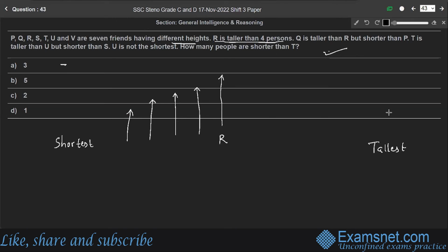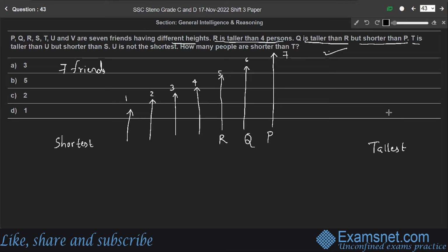It is given that there are 7 friends. So R is taller than 4 persons, so R is the 5th person. Then Q is taller than R, but shorter than P. So there are 2 more persons, the 6th and 7th one. Q is taller than R, but shorter than P, which means P becomes the 7th person.